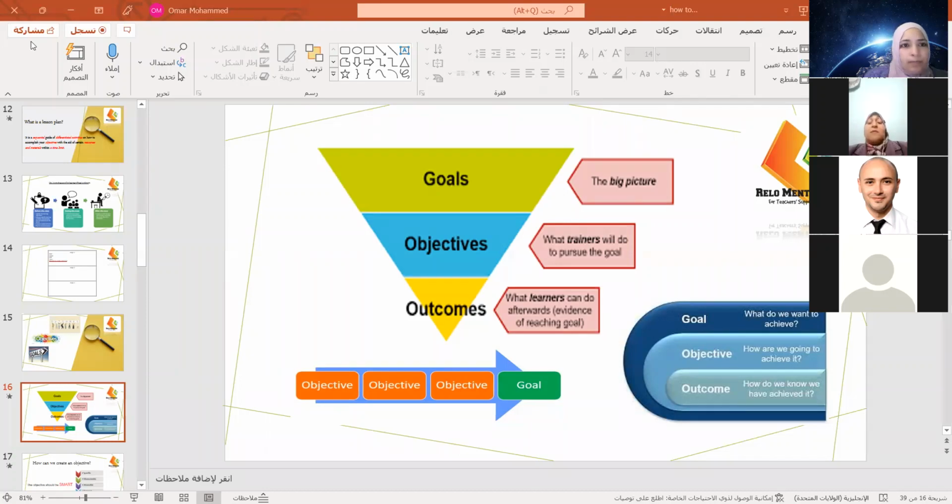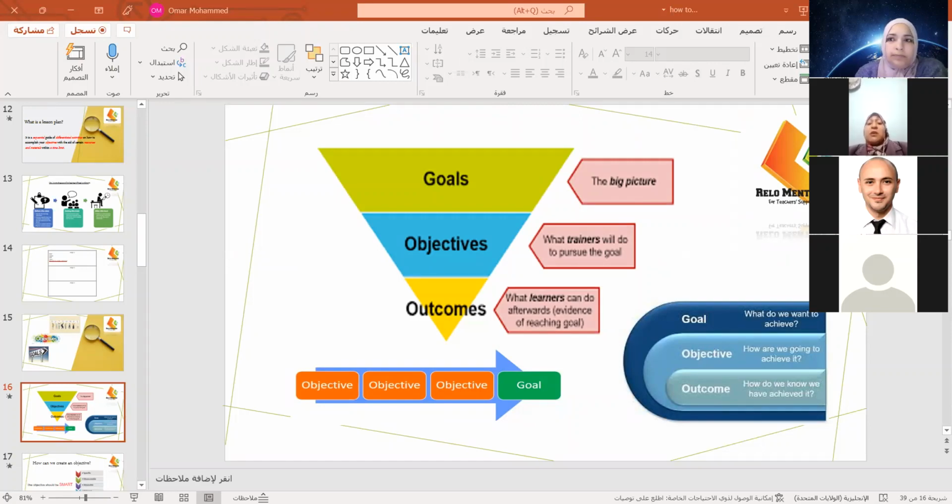And the outcomes, what do you think about the outcomes? I think we have some people sharing here. We still have time. Objectives are more focused on the lesson. Thank you, Ms. Marwa. So the objectives focus on the lesson, but the goals are about the curriculum from the beginning of the year. Okay, what about the outcomes?